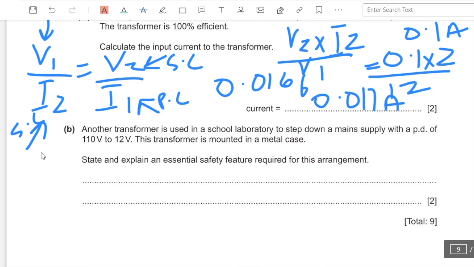D, another transformer is used in a school laboratory to step down a main supply of a potential difference 110 volts to 12 volts. This transformer is mounted in a metal case.